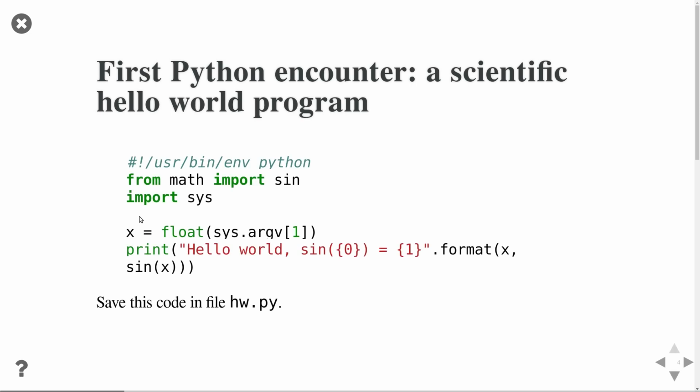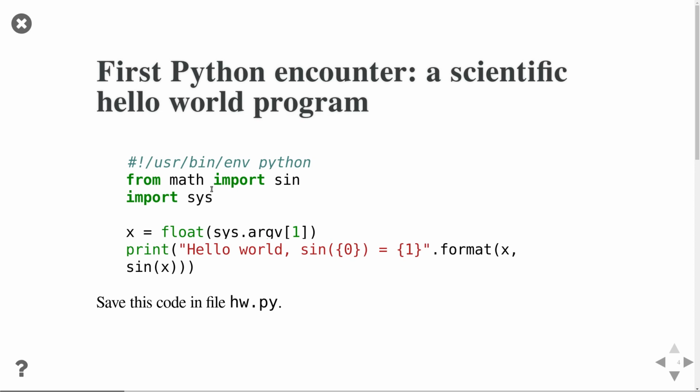Okay, let's look at our first Python program. It's going to be a scientific Hello World program. So this is what a scientific Hello World program looks like. It's got five or six lines of code, and we will dissect it in a second to understand what's going on in each line.